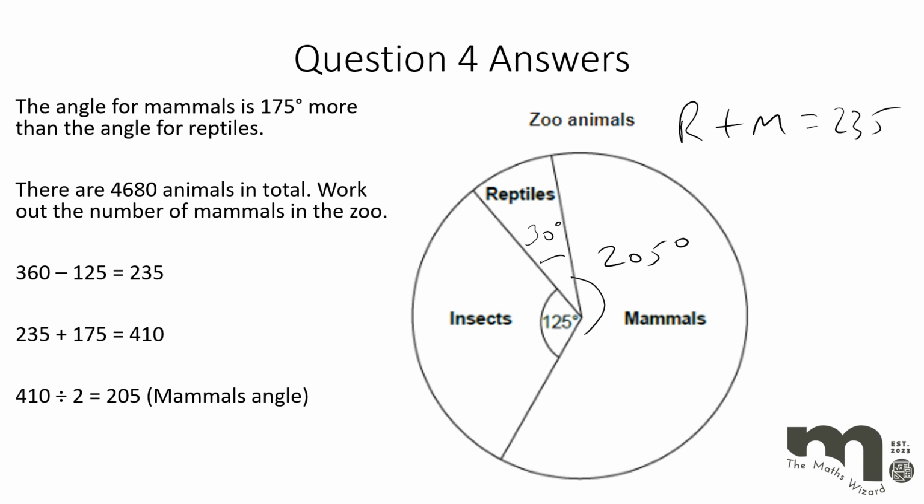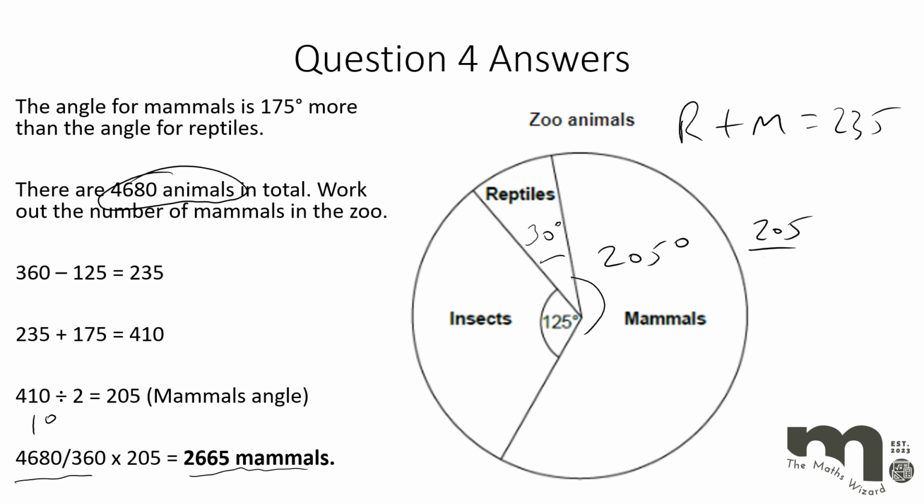Now we've got to deal with this data. So we're told that there are 4,680 animals in total. So we could divide that by 360. This bit will tell us what 1 degree is, and then we can multiply by that 205, and that will tell us how many mammals that 205 degrees is worth. Another way of doing this, you can use fractions like this. That's 205 out of 360, and because we know the total, we can multiply that by 4,680, and that will get us to the same answer of 2,665 mammals.